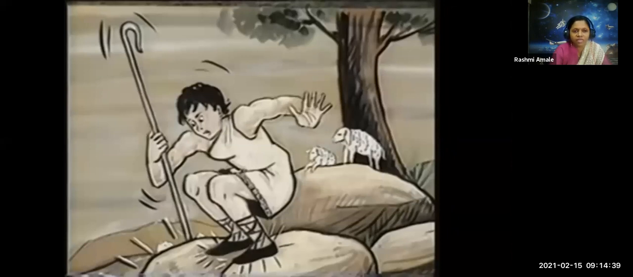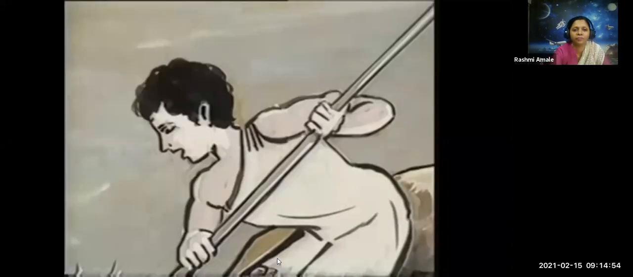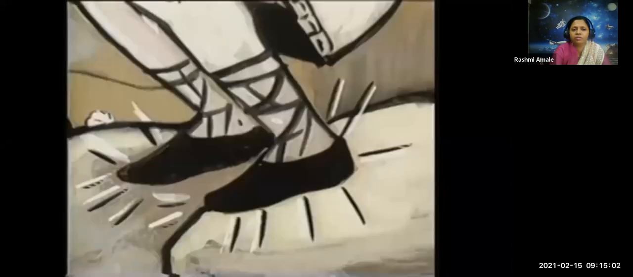His staff, means the stick in his hand, and his shoes were stuck to the rock. See, he is not able to get up. The shoes and the staff are stuck to the rock. He tried to pull hard. Somehow the staff came out, but the shoes were not coming out. See, the shoes were stuck to the rock.